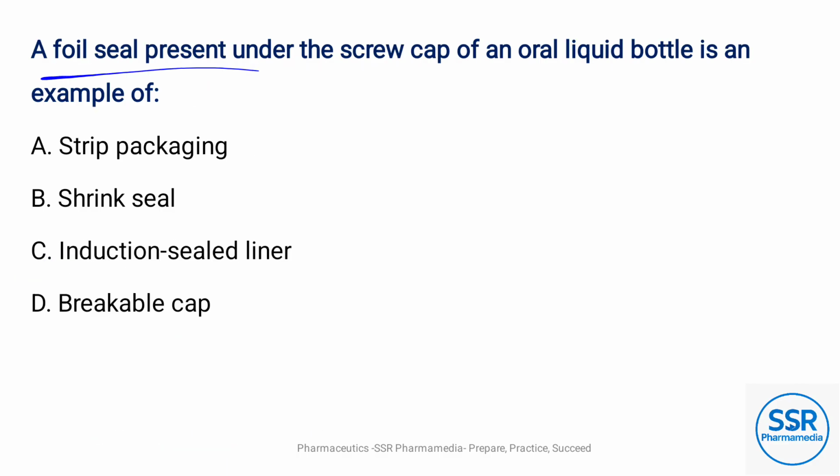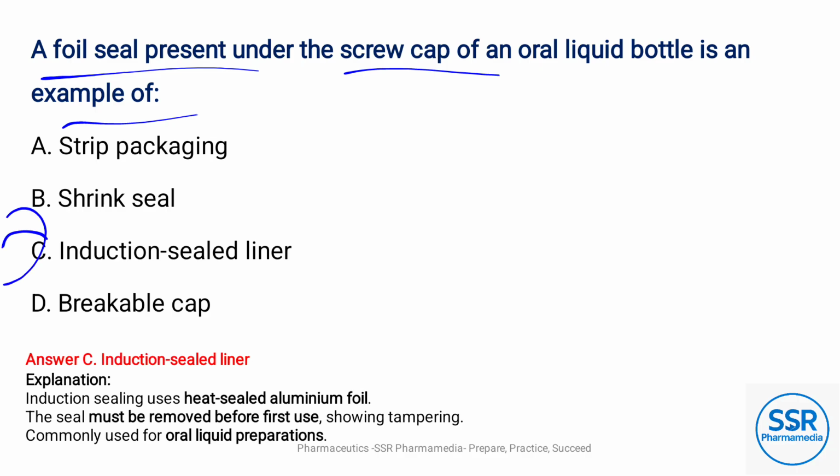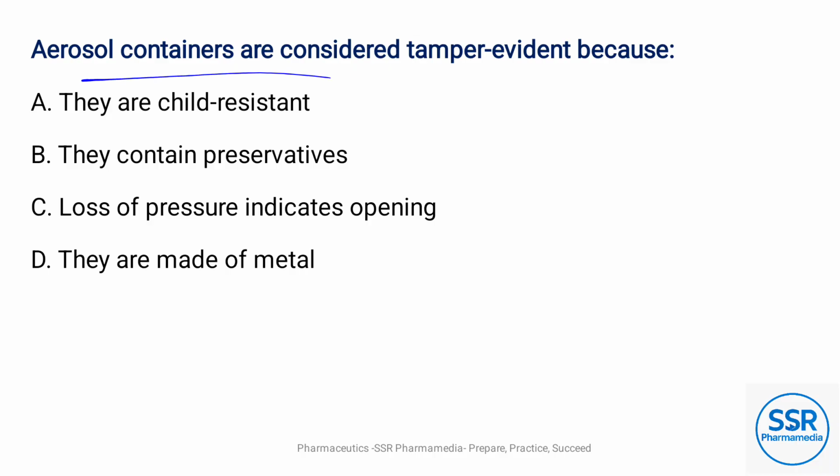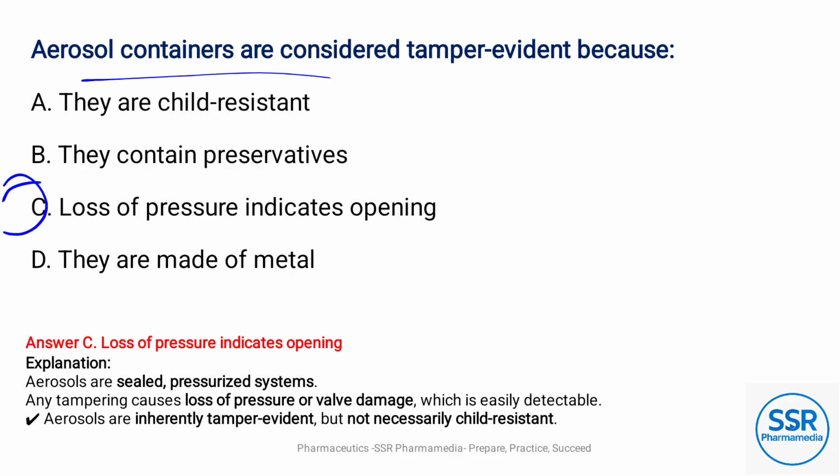A foil seal present under the screw cap of an oral liquid bottle is an example of, so option C, induction sealed liner. So induction seal uses heat sealed aluminum foil. So the seal must be removed before first use. Aerosol containers are considered tamper evident because, so option C, loss of pressure indicates opening.